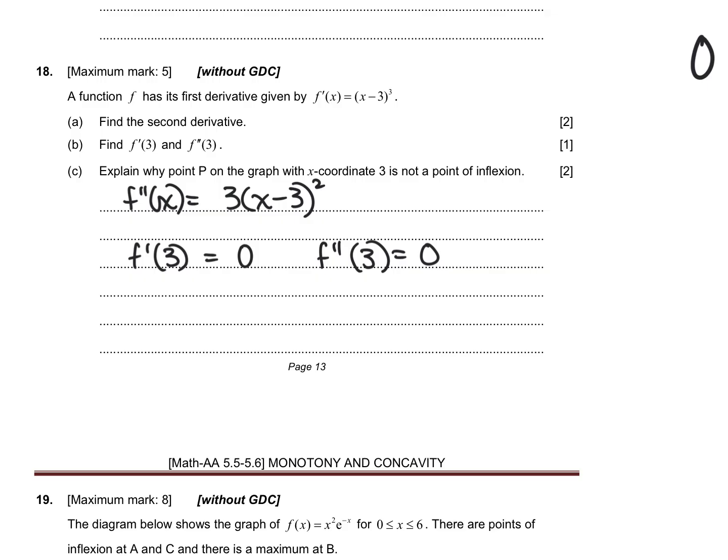So if we set that equal to 0, we would get x equals 3, okay? But then you need to test on either side. So x is 2 and x is 4, and you see that they're both going to be positive. So because it doesn't change concavity, it's not a point of inflection.